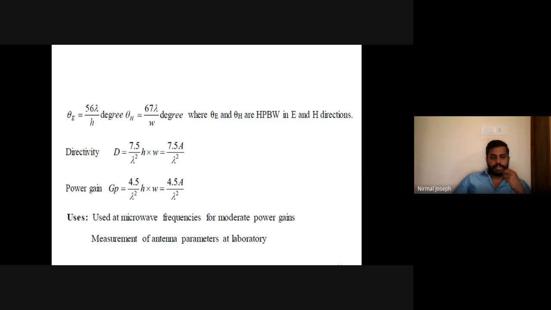It is used at microwave frequencies for moderate power gains, and for measurement of antenna parameters in the laboratory. For that only you are using it. I think you will be using it in the microwave lab, which you have next semester, in S7. In that you are going to use it for measurement of antenna parameters. These horn antennas are basically the ones used.